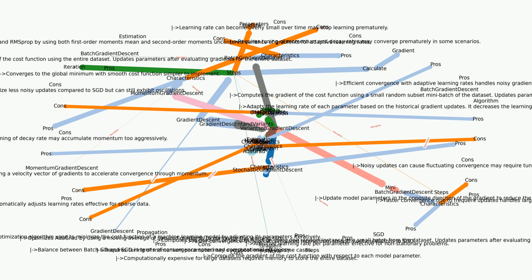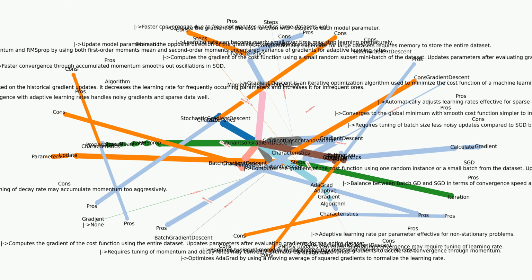Momentum gradient descent. Description: Enhances SGD by accumulating a velocity vector of gradients to accelerate convergence through momentum. Characteristics. Pros: Faster convergence through accumulated momentum, smooths out oscillations in SGD. Cons: Requires tuning of momentum parameter, may overshoot minima in some cases.